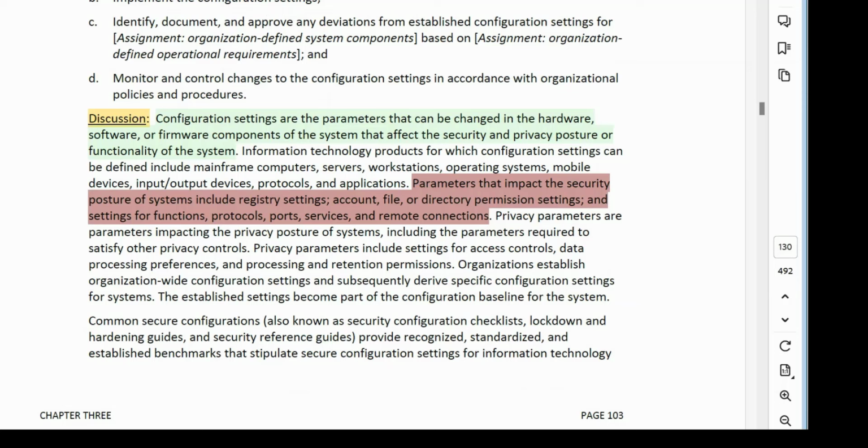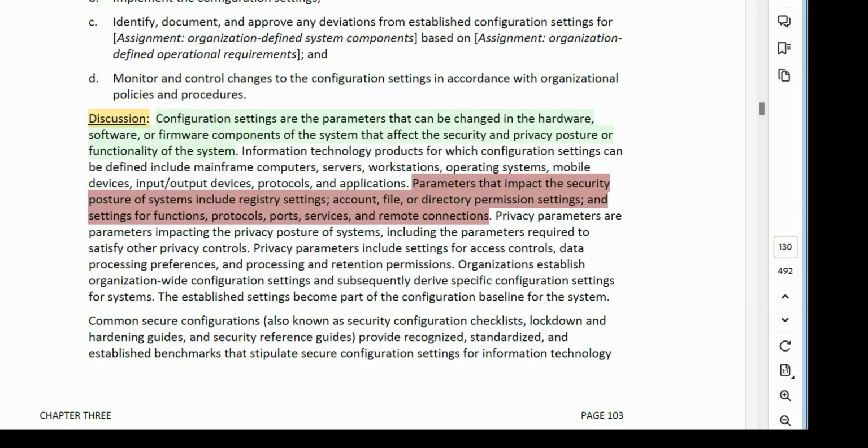Privacy parameters are parameters impacting the privacy posture of systems, including the parameters required to satisfy other privacy controls. Privacy parameters include settings for access controls, data processing preferences, and processing and retention permissions. Organizations establish organization-wide configuration settings and subsequently derive specific configuration settings for systems.